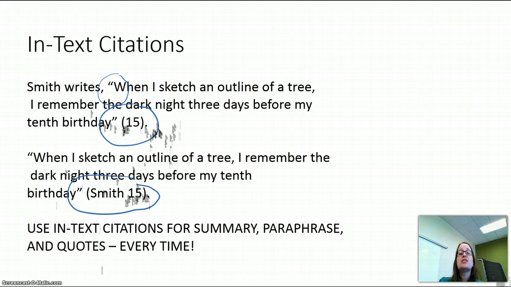It's important that you use this for summary, paraphrase, and quotes every single time. If your first paper looks like it has too many, I can show you places where you can get rid of them without getting into any kind of murky waters, but for now, just get in the habit. If it's not your idea, it has a signal phrase, it has an in-text citation.